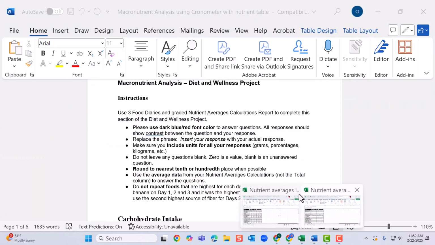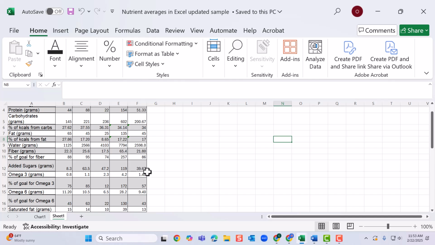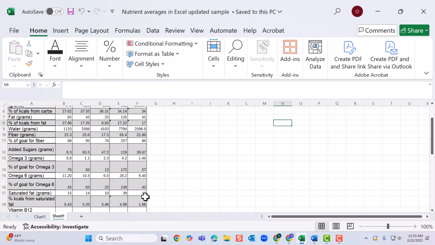Just a refresher, this was your nutrient averages. It's just a sample that I filled in with some random data. So carbohydrates, day 1, day 2, day 3, totaled, and then average. So now we're looking at this average column. Every response you give should have, if it has 2 decimal points, then you're using 2 decimal points in your answer. There's no rounding.